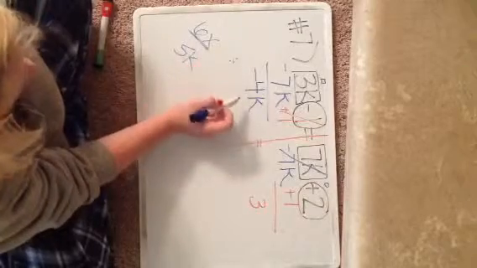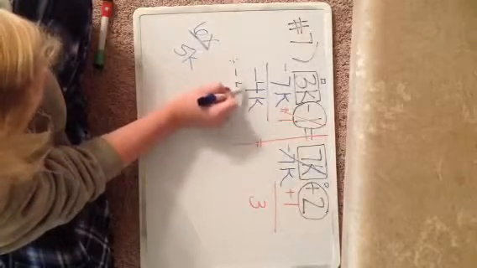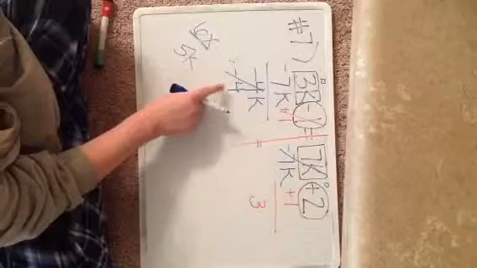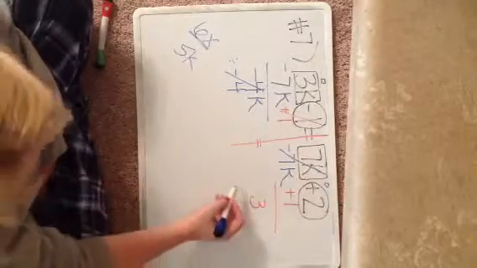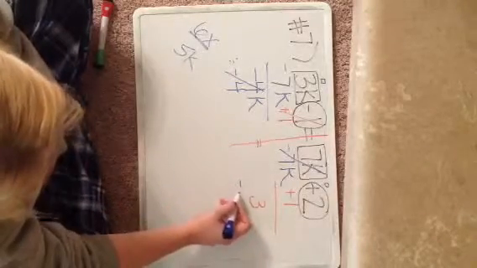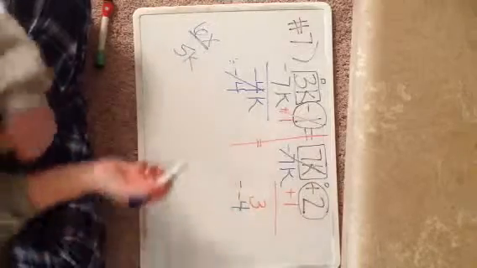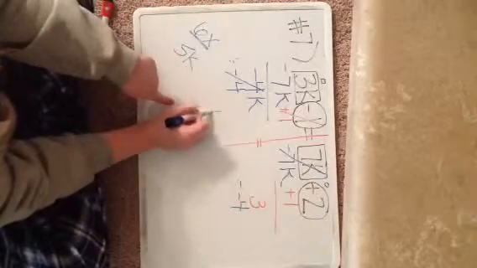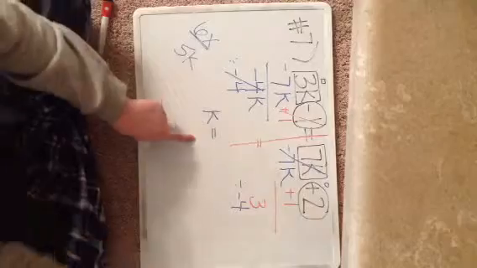So in order to get k by itself, I'm going to divide by negative 4. And whatever I do here, I have to do over here. So I'm going to come over here and divide by negative 4. So I have k by itself. Okay, so I have k equals ready to go.